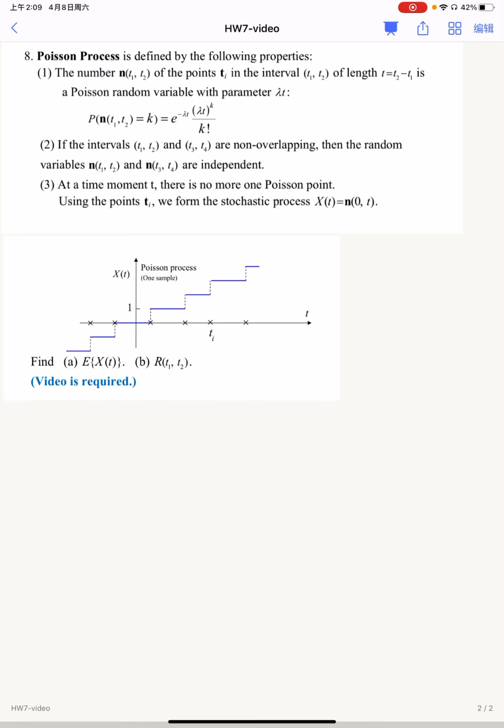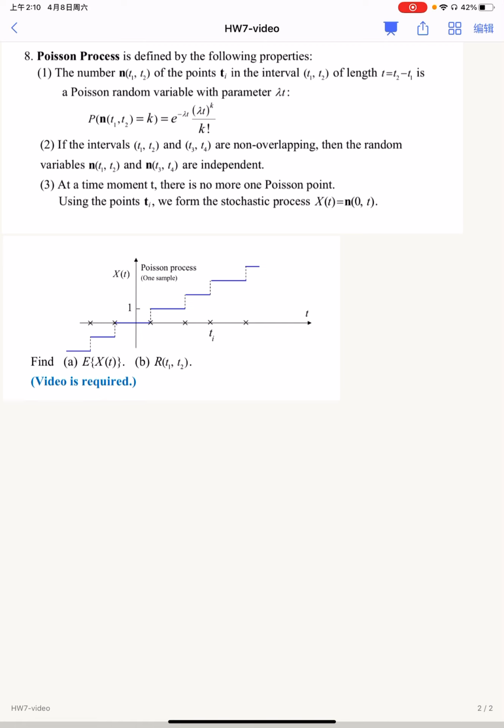A Poisson process is defined by the following properties. Firstly, the number n(t1, t2) of the points ti in the interval (t1, t2) of length t equal to t2 minus t1 is a Poisson random variable with parameter lambda t. And secondly, if the intervals (t1, t2) and (t3, t4) are non-overlapping, then the random variables n(t1, t2) and n(t3, t4) are independent.